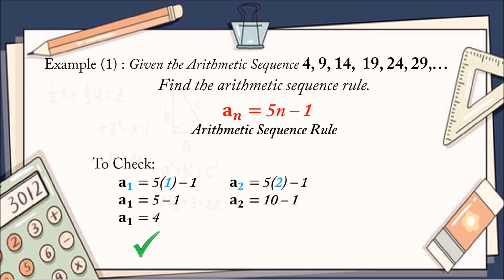A sub 2 is equal to 10 minus 1. A sub 2 is equal to 9. Is our second term 9? Correct. Therefore, the arithmetic sequence rule is correct.